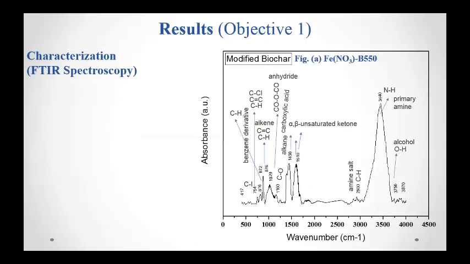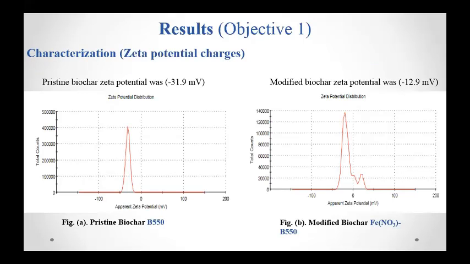Fourier transform infrared spectroscopy detects the functional groups in the biochar, such as we can see in different stretches and bands here. There are alcoholic groups, amines, carboxylic acid, and benzene and alkanes. Zeta potential detects the charges on the surface of biochar, and zeta potential confirmed that both are negatively charged.